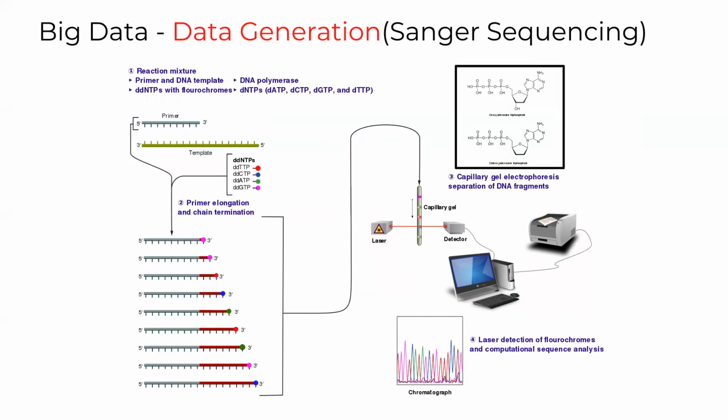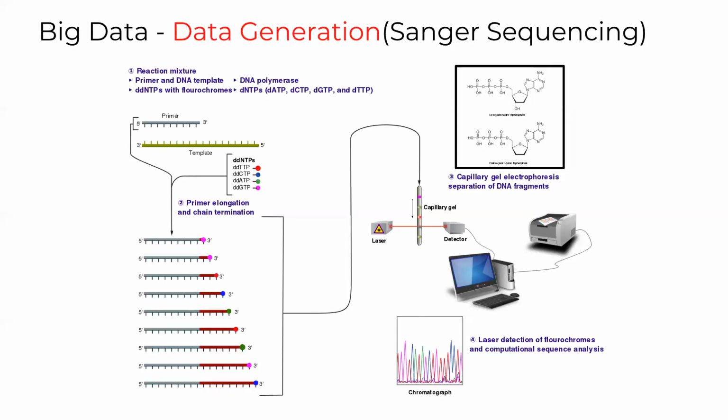It's also called the classical chain termination method, and it requires a single-stranded DNA template, a DNA primer, DNA polymerase, and then a normal deoxynucleotide triphosphate. And then there's also a specific type of modified molecule called a ddNTP, which is a dideoxynucleotide triphosphate. And this ddNTP molecule is what terminates chain elongation.